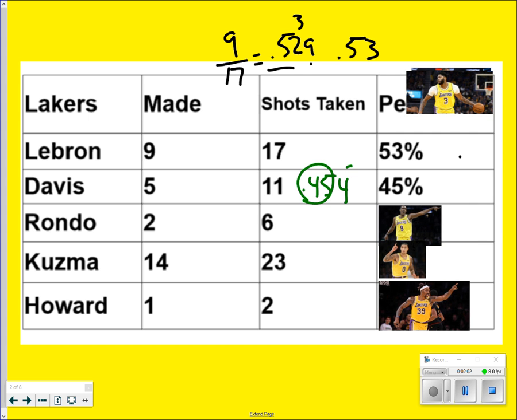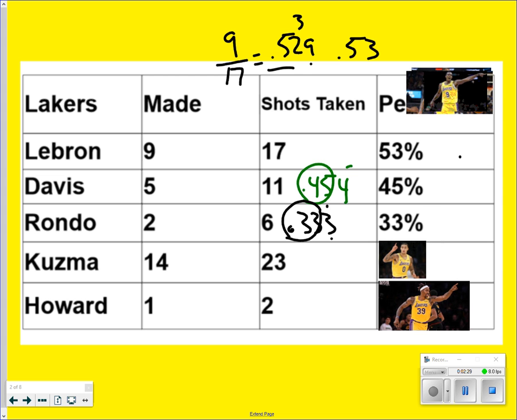Rajon Rondo. He's point guard for the Lakers. He's not allowed to shoot much. He has 2 shots made. I'm dividing it by 6 because that's how many shots he took. I have this as a decimal on my calculator. Hopefully you do as well. 0.333. Is this third 3 a 5 or larger? It isn't, so I'm keeping this at 0.33. So that means behind Rajon Rondo, I should have 33%, and I do.